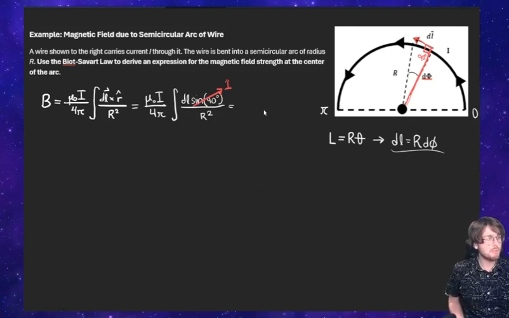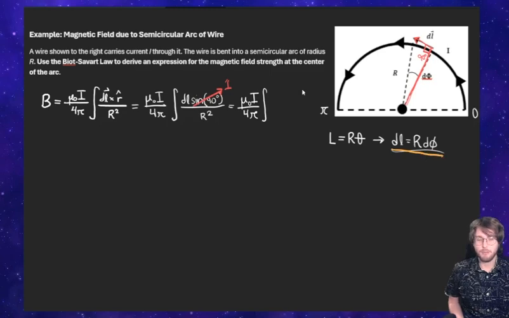So I'm going to finish writing this as mu naught I divided by 4 pi times the integral of, and I'll go ahead and plug in my arc length over here, R times d phi divided by r squared, which was there before. Now in this case, we can cancel out one of the r's on the top and the bottom, and so we're just dividing by one singular r.